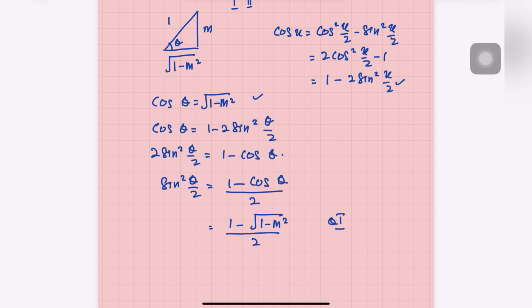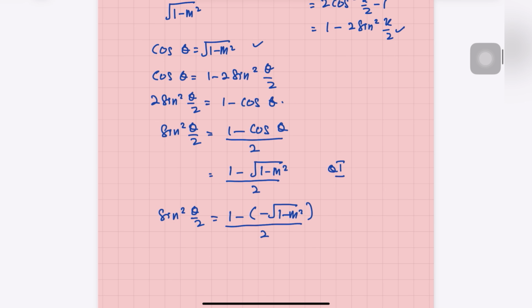So kita ada another answer. Sin squared theta over 2 equals to 1 minus dalam bracket negatif square root of 1 minus M squared, bahagi dengan 2. Okay, so kita simplify. This one become 1 plus square root of 1 minus M squared over 2. So kita ada dua jawapan lah, yang this one and this one. Yang ni untuk kuadran 2, sebab kuadran 2 cos negatif.